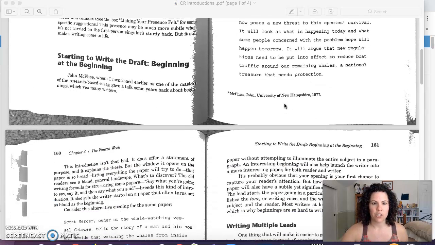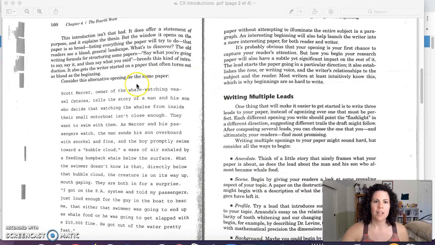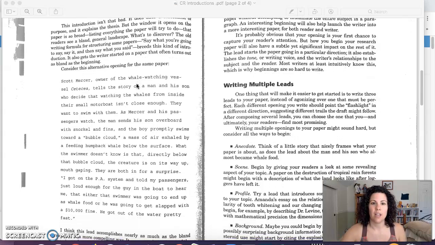So here Ballinger goes on and gives you an example. And he says, of course, like I did, it's not that that was bad, but it's very bland. It's kind of general. It's not very enticing to the reader. So what we could do as an alternative is do something like this. Scott Mercer, owner of whale watching vessel Cetacea, tells the story of a man and his son who decide that watching whales from inside their small motorboat isn't close enough. They want to swim with them.